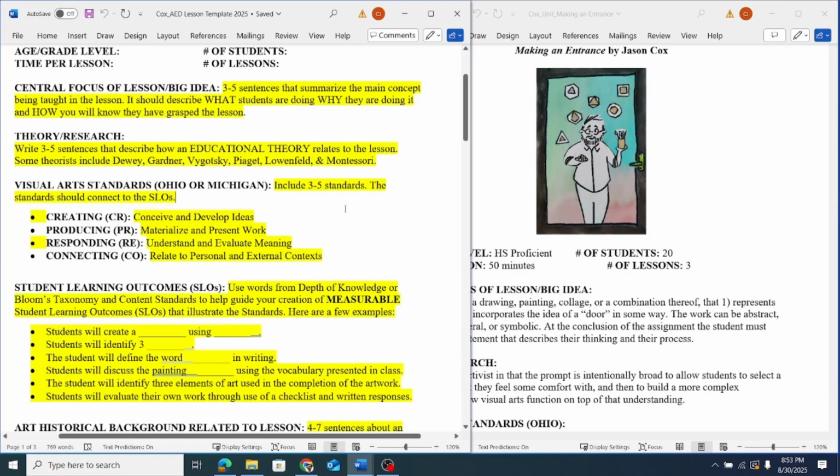Further down, you can see I've got visual art standards. I posted online the standards from Ohio. Ohio divides them into these four sections: creating, producing, responding, connecting, and you can see I've put a description about what each of those areas mean.